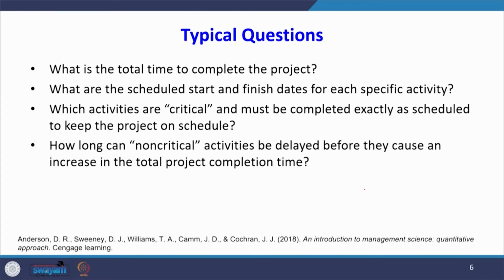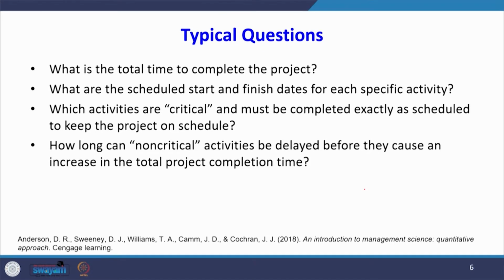Which activities are critical and must be completed exactly as scheduled to keep the project on schedule? Those are critical activities. Later we will study that if there is a small delay in critical activities, it will delay the whole project. So those activities are called critical activities.